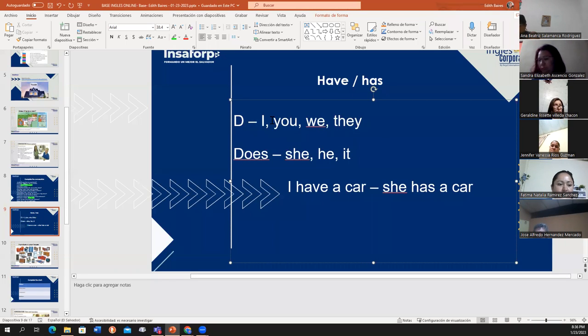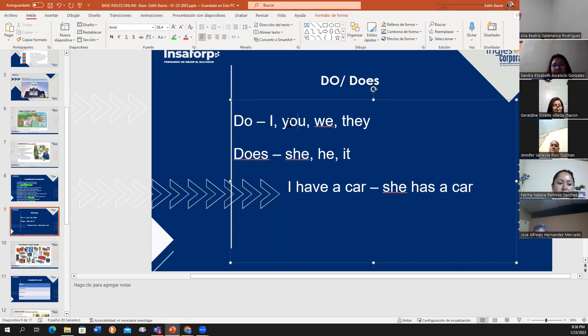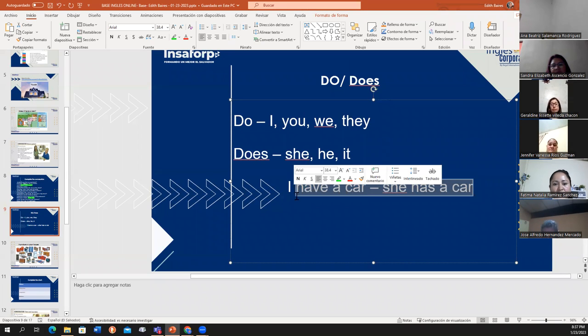La explicación de la gramática es prácticamente lo mismo. Con tercera persona vamos a utilizar el does y con los otros el do, ¿ok? Do I, do you, do we, do they. Pero si tenemos el it, siempre va a ser does, porque es tercera persona. Ok, gracias.